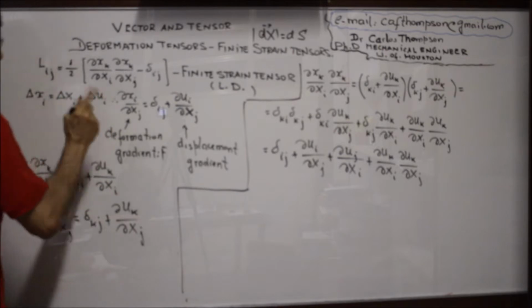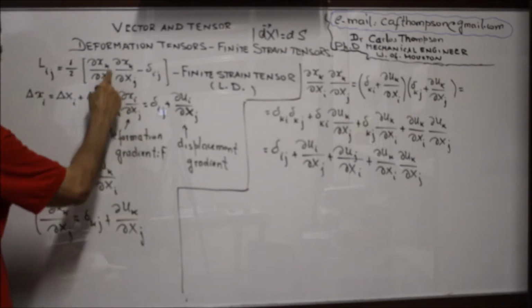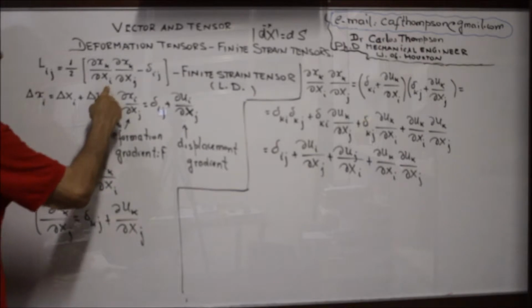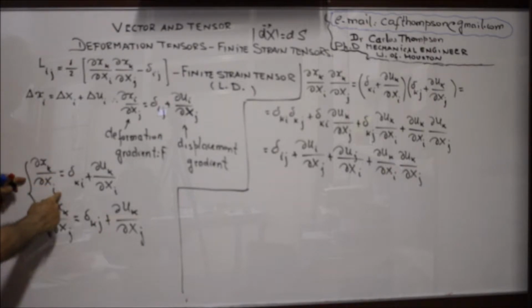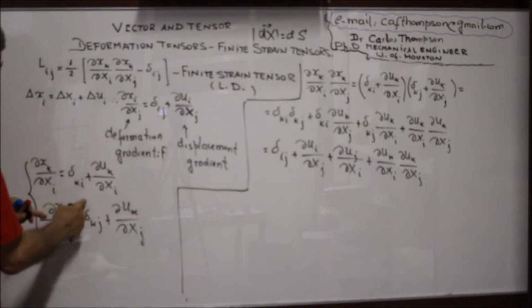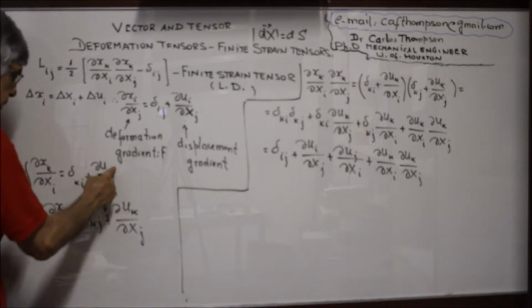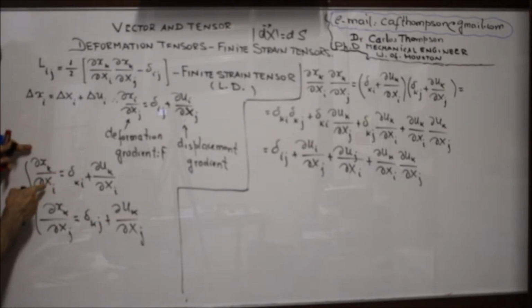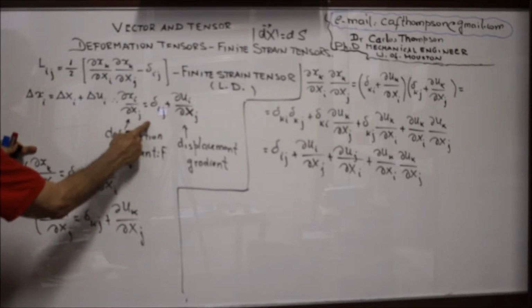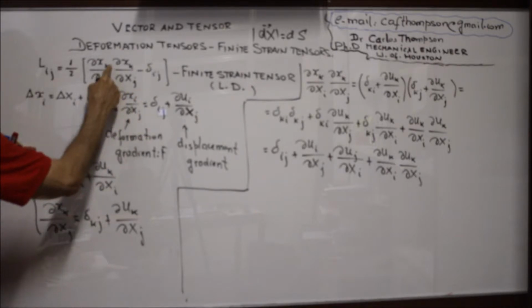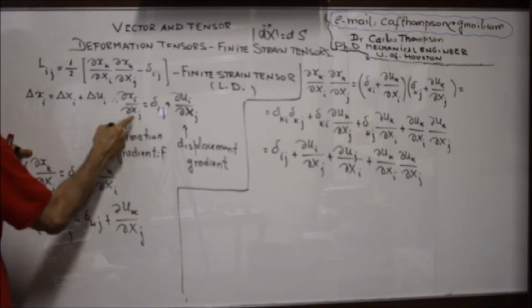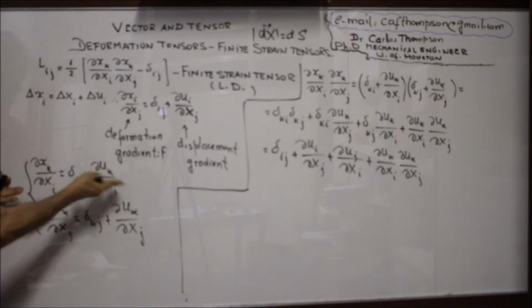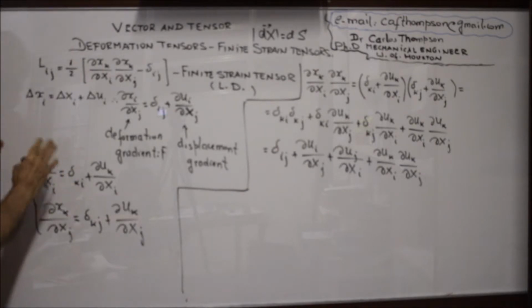Now you just compare. This is i, this is k, this is j, this is i. So the partial derivative of xk with respect to capital Xi is delta ki plus the partial derivative of uk with respect to Xi. You look here, and you look there. Now you substitute i by k in one case, and in the other case you substitute i by j. It is easy to see, you only have to pay attention.